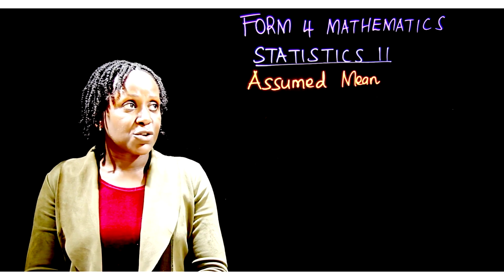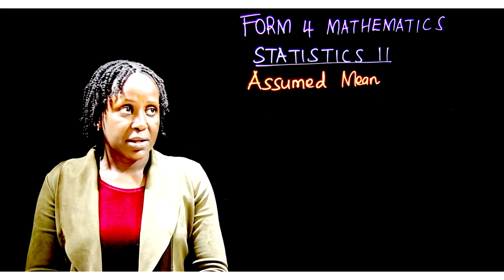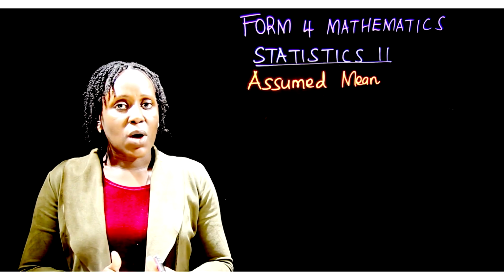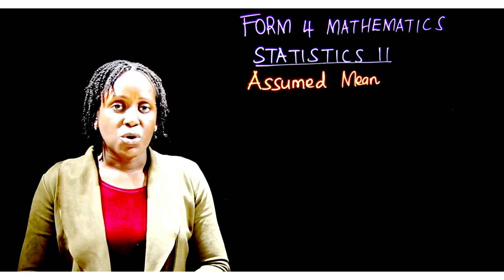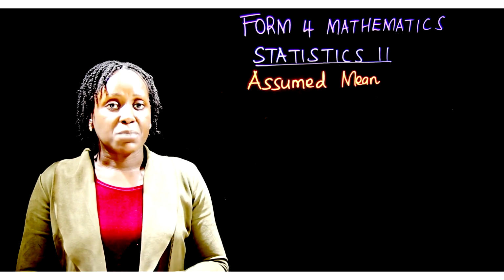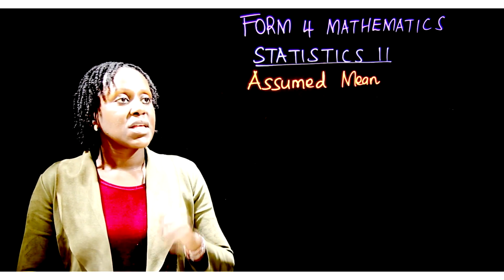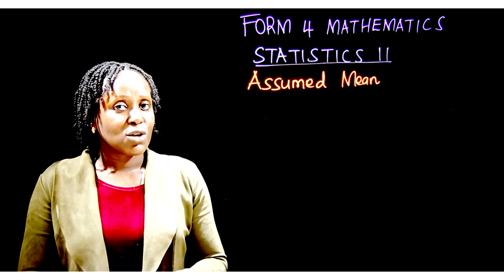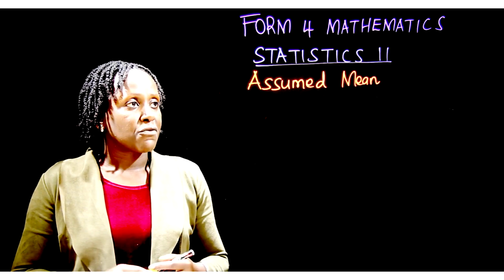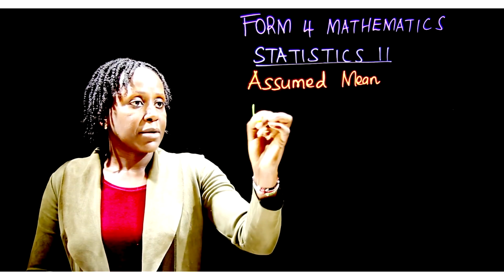This is the first lesson of this topic and we are going to be discussing assumed mean. In the previous topic, statistics 1, learnt in Form 2, we learned how to calculate mean using a different method. In this particular topic, we're going to learn how to use the assumed mean to calculate the accurate mean. I'm going to start by providing the formula that we use when we have ungrouped data.